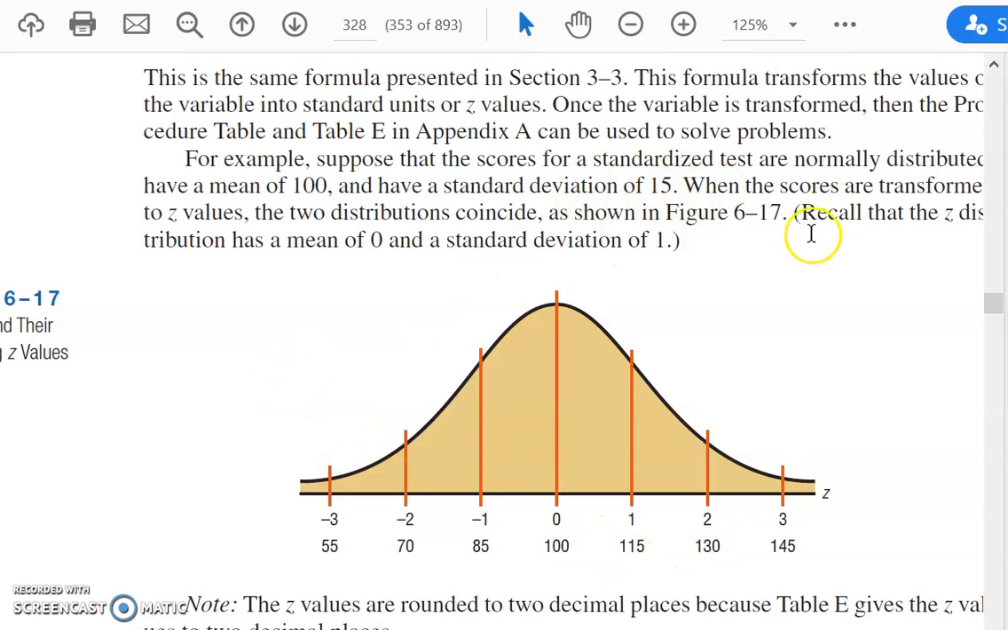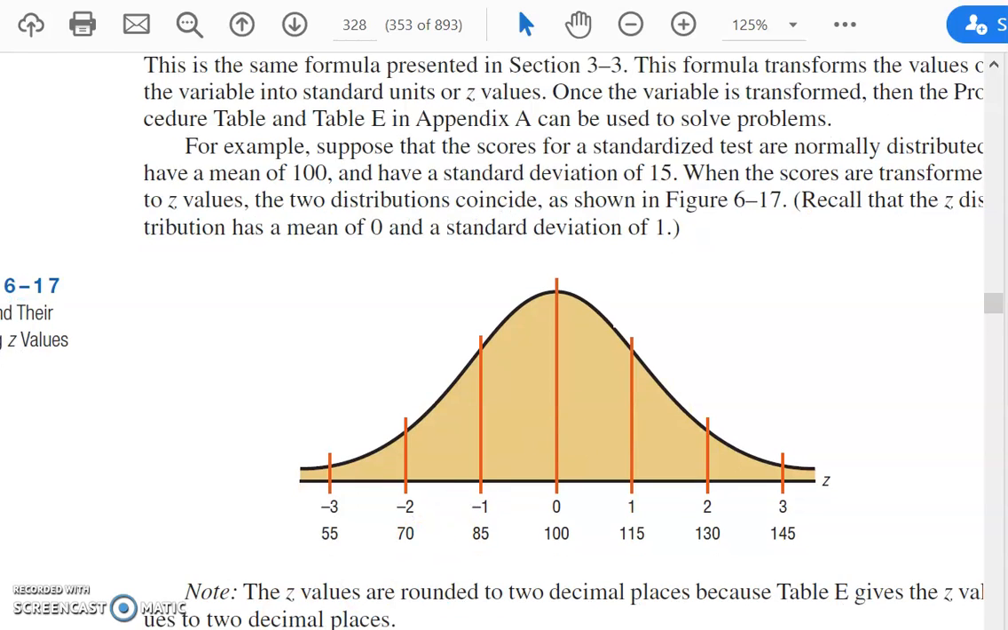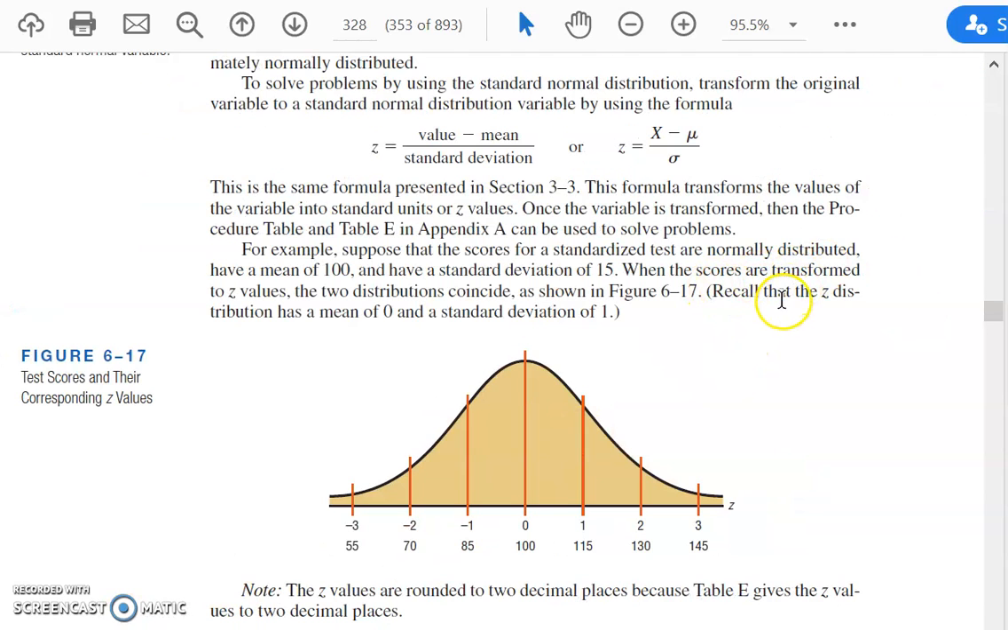So these are the scores for a standardized test. It's an IQ test. Let me adjust this. All right, he's talking about this standardized test, an IQ test, as I say. It has a mean of 100, a standard deviation of 15. When you transform, so here they are. Here are my x values down here. Average of 100, 115, and so forth. When the scores are transformed to z values, these two distributions will coincide. Each one of these x values has now been changed into a z value, and they coincide.